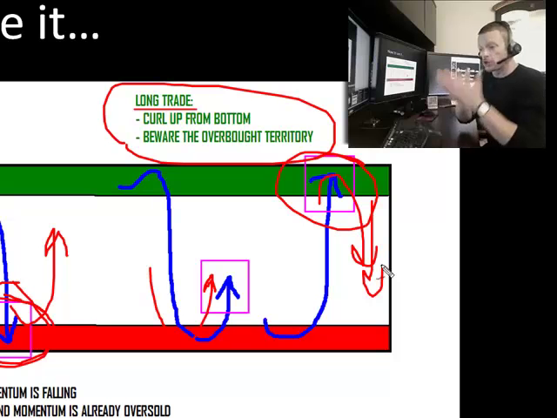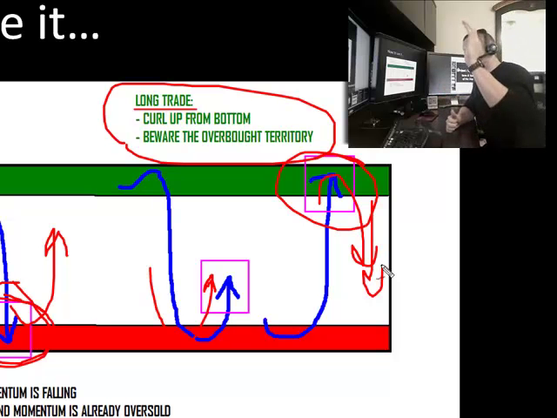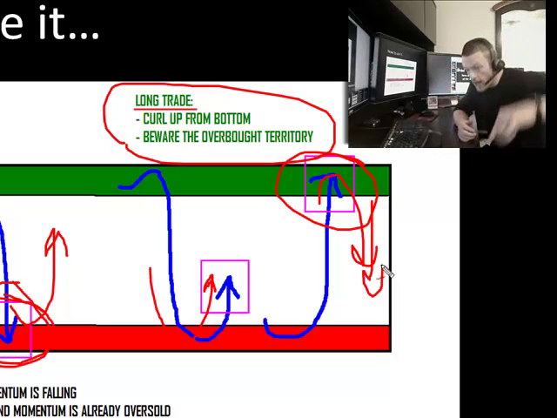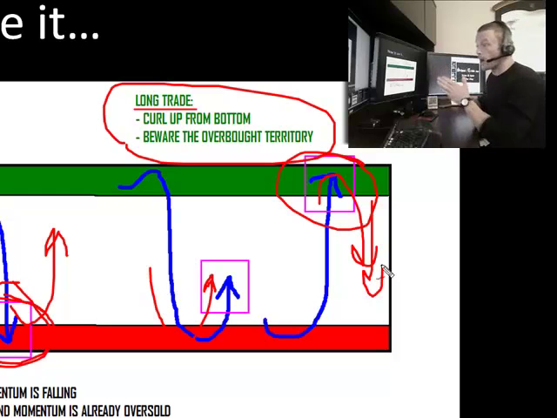So again, on a short trade, curling over from the top and pointing down. For a long trade, curling up from the bottom and pointing up. Beware overbought territory for a long trade. Beware oversold territory for a short trade.